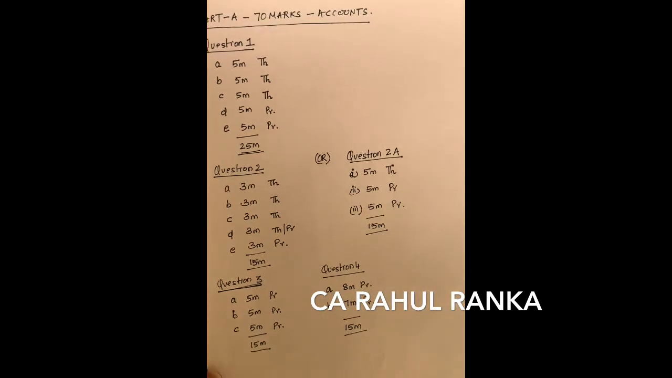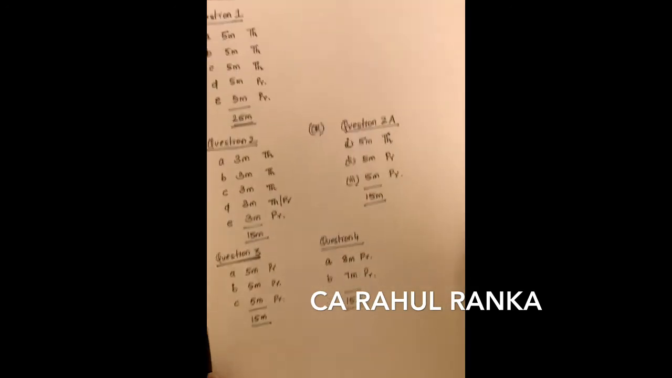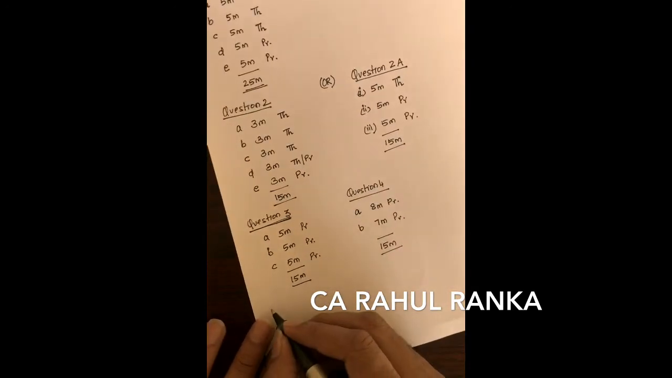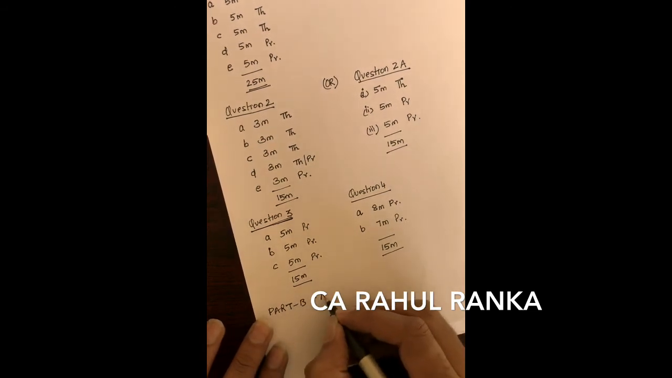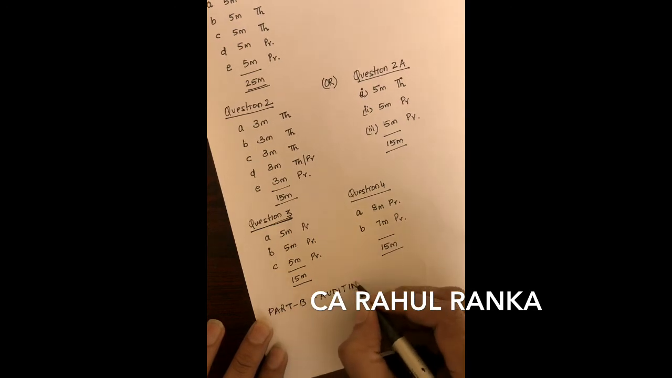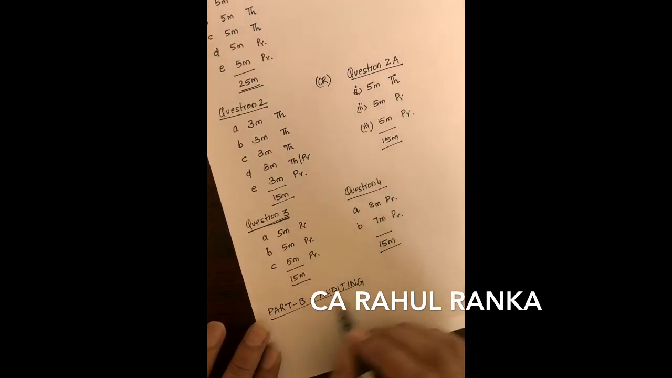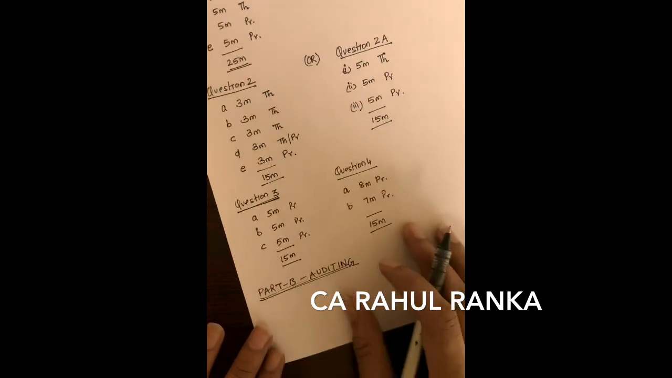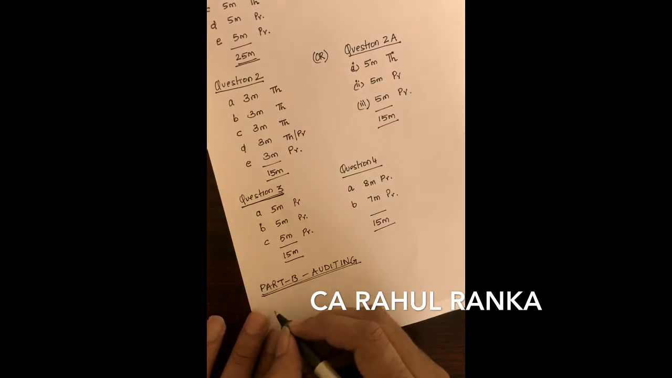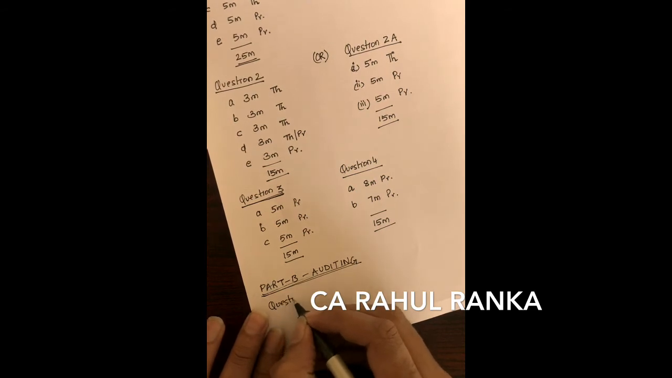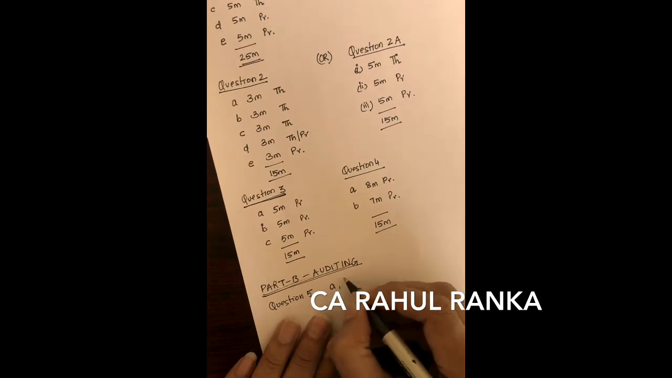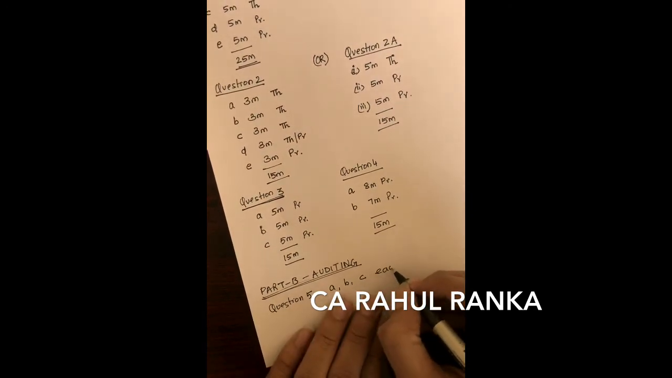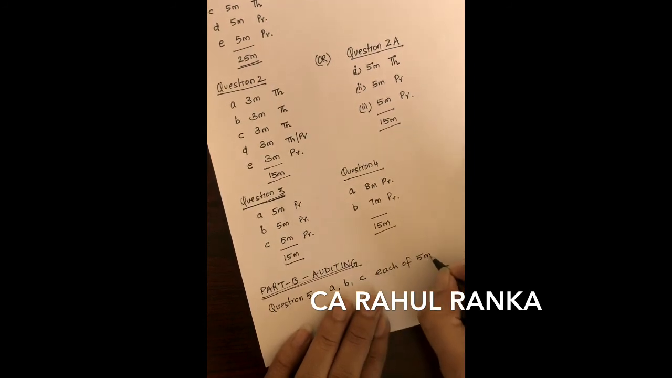And then we have auditing also, which is part B. Now part B is basically your auditing. In this auditing, you have question number 5. You have A, B and C, each of 5 marks. Total is 15 marks.